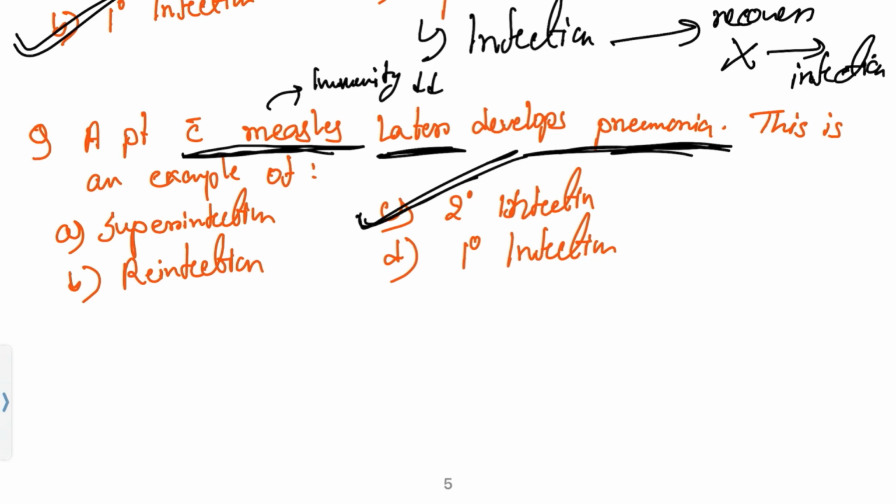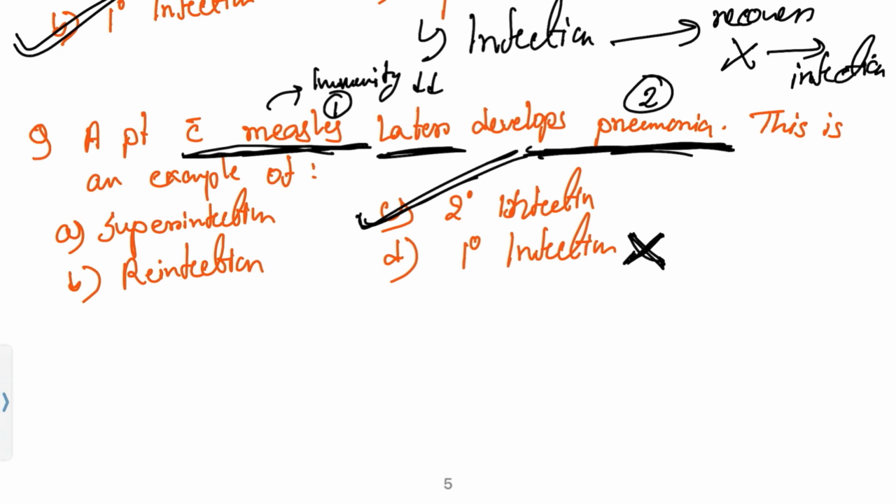Now why I didn't choose the option primary infection? Because patient is already having measles. This is the first infection. Later he got pneumonia. So it will be coming under secondary infection, not primary infection. Already दो infection इनके पास arise हो गया. That's why this is not coming under primary infection.